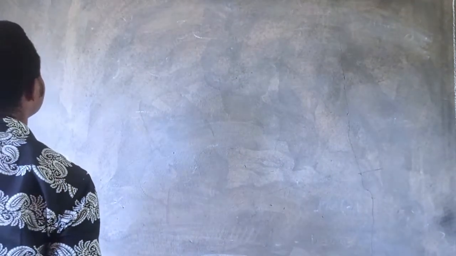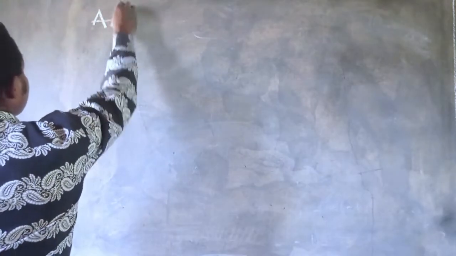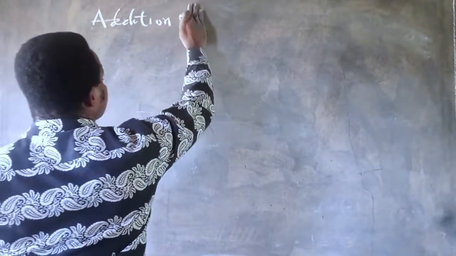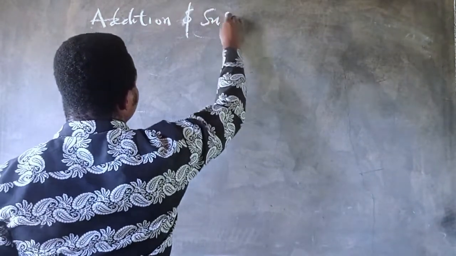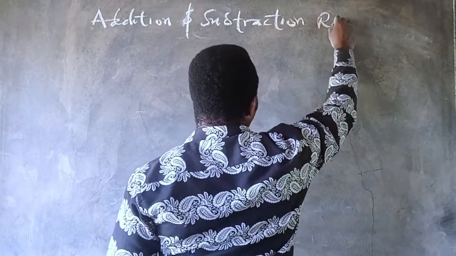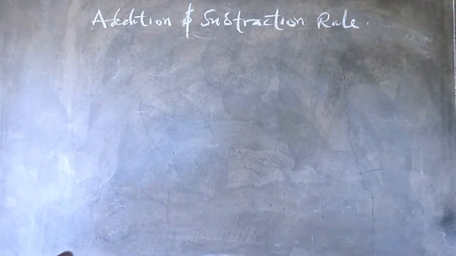Now, let us move on to the sum and difference rule. These usually involve addition and subtraction of functions that we are to find the derivative. Okay?